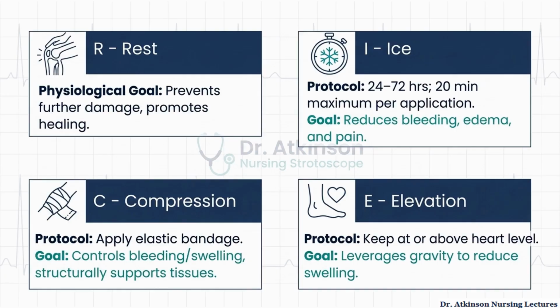RICE is the first-line treatment for acute contusions, strains, and sprains. Rest prevents further tissue damage and supports healing. Ice is applied for up to 20 minutes at a time during the first 24 to 72 hours to reduce bleeding, swelling, and pain through vasoconstriction. Compression provides support and limits edema, but circulation distal to the injury must be monitored closely. Elevation above heart level reduces hydrostatic pressure and promotes venous and lymphatic drainage.